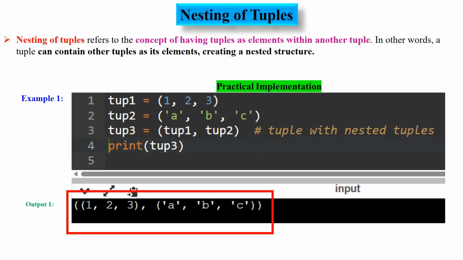The output shows that tup3 is (1, 2, 3), (A, B, C), indicating that tup3 has 2 elements, where each element is a tuple. The first element is the tuple (1, 2, 3), and the second element is the tuple (A, B, C). Nesting of tuples allows us to organize and represent complex data structures within a tuple. It provides a way to group related data together and create hierarchical structures. You can access the elements of nested tuples using indexing or slicing, just like with regular tuples.